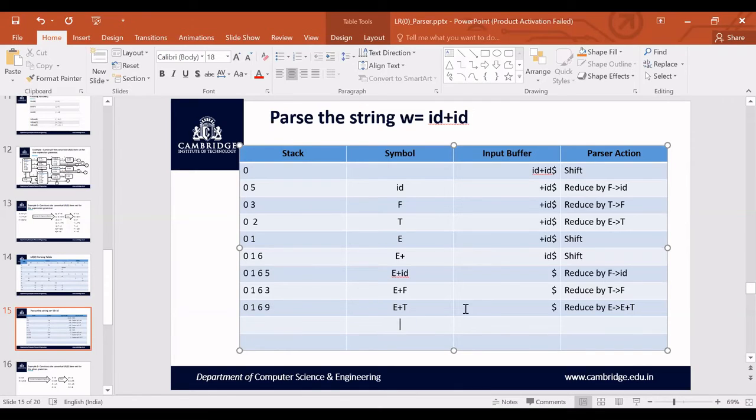Okay. So how many symbols are you reducing? E is one symbol, plus is one symbol, and T is one symbol. So all these 3 symbols you are replacing with E. Now what is there in the input buffer? Dollar is there in the input buffer. So how many symbols have you replaced now? 3 symbols.